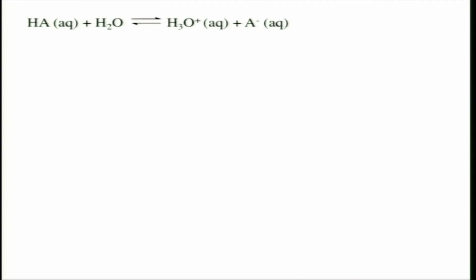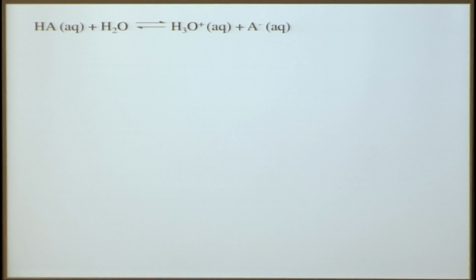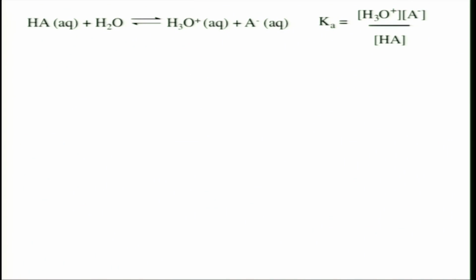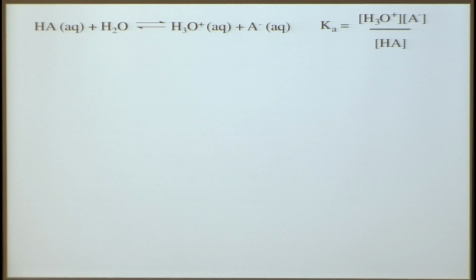So here is our expression that should be familiar to you at this point for a weak acid, HA, in water, going to hydronium ions and our conjugate base, A-. It should also be familiar to you that you can write the equilibrium expression for this acid in water as hydronium ion concentration times the concentration of the conjugate base over the concentration of the conjugate acid. Water, which is our solvent, doesn't appear in the expression.